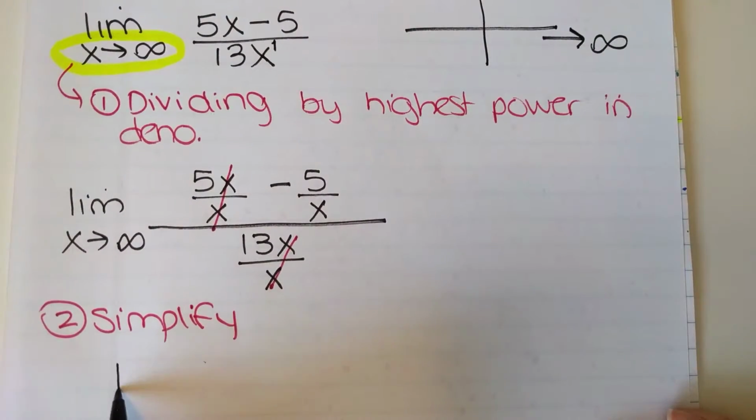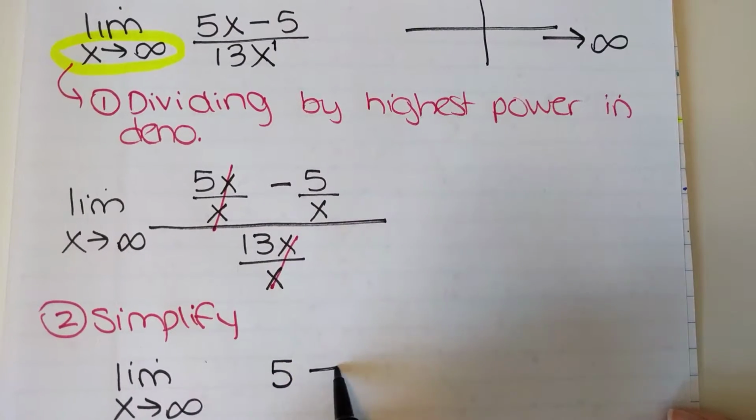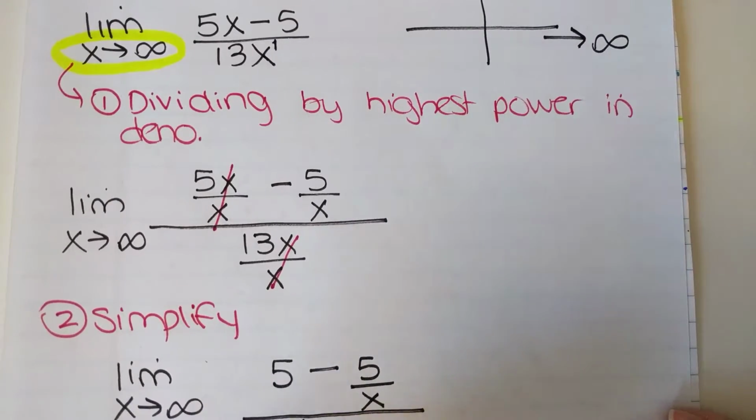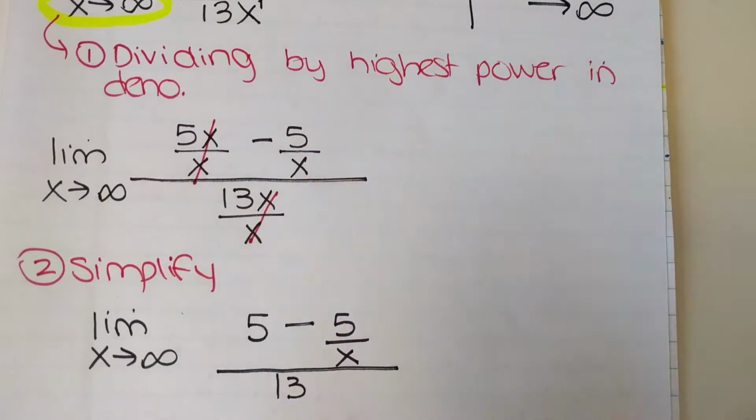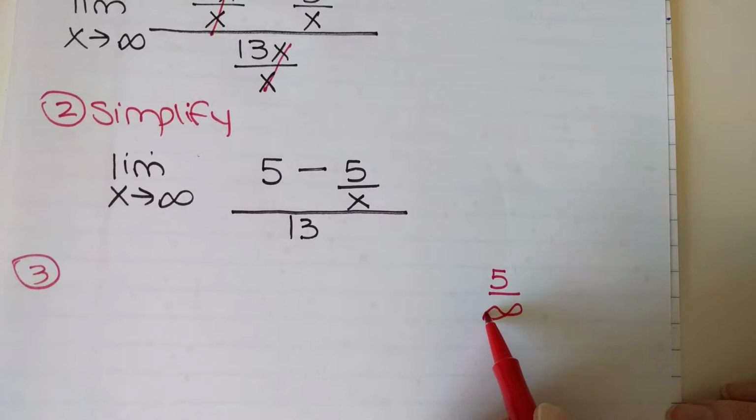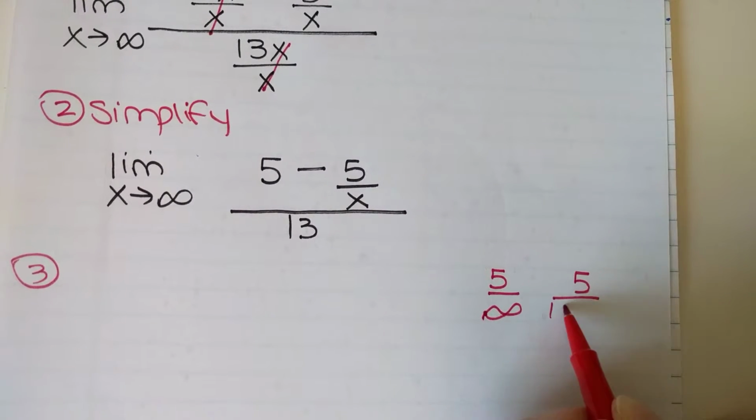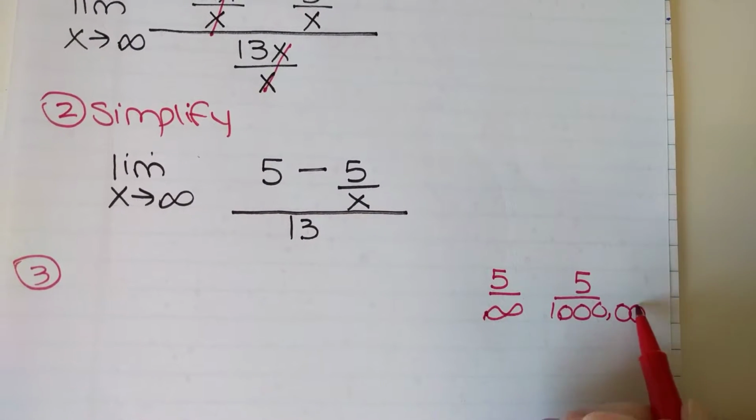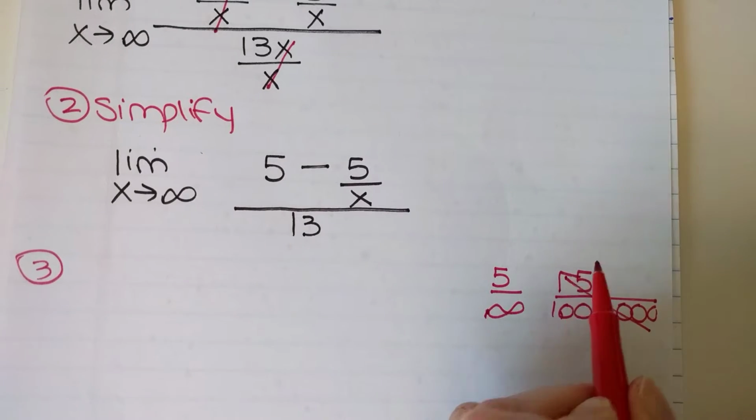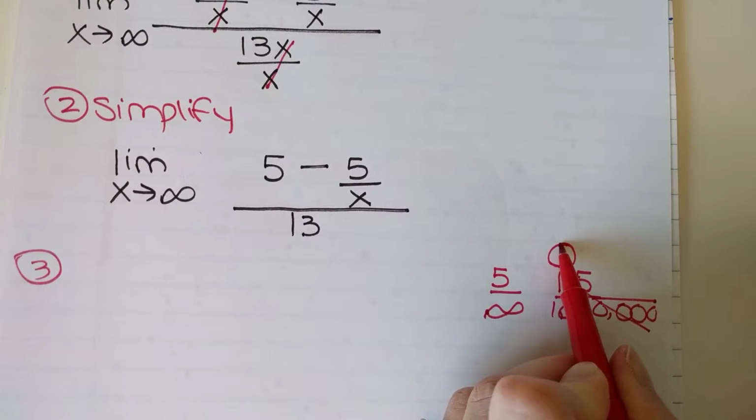And so when we do that, we are left with the limit as x goes to infinity of (5 minus 5 over x) over 13. Now, we talked about in class that if you put in a really big number into the denominator, so if I have 5 over infinity, and you can think about like 5 over a million, what's going to happen there is you're not going to get another big number. When the big number is in the denominator, as you go out to infinity, this is going to approach 0.